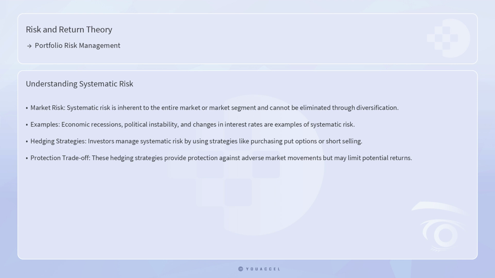Systematic risk, or market risk, is the risk inherent to the entire market or market segment and cannot be eliminated through diversification. Examples of systematic risk include economic recessions, political instability, and changes in interest rates. To manage systematic risk, investors often use hedging strategies, such as purchasing put options or short selling. These strategies can provide protection against adverse market movements, although they may also limit potential returns.